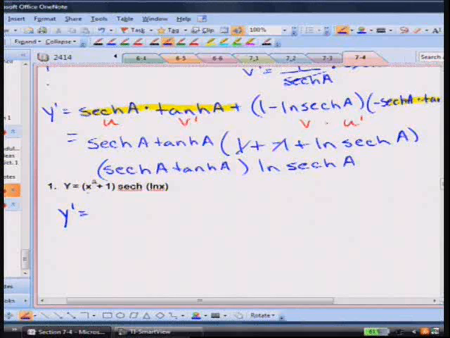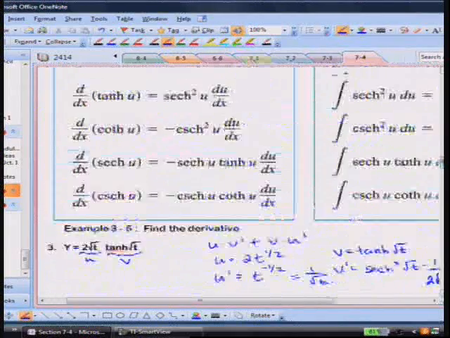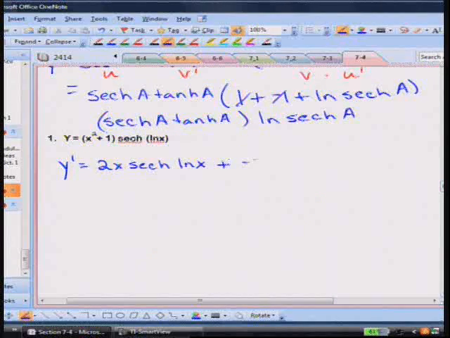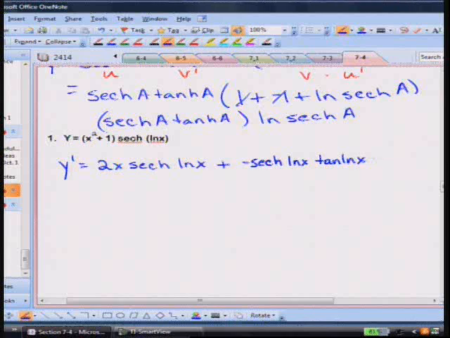All right, so the derivative of the first is 2x times the second, which is the hyperbolic secant of the ln of x, plus the derivative of the second. The derivative of the hyperbolic secant is negative secant tangent. So this will be negative hyperbolic secant ln x, hyperbolic tangent ln x, times the derivative of ln x, which is 1 over x, times the first, which is x squared plus 1. Okay, so I did the derivative of the first times the second plus the derivative of the second, which was quite long, times the first.